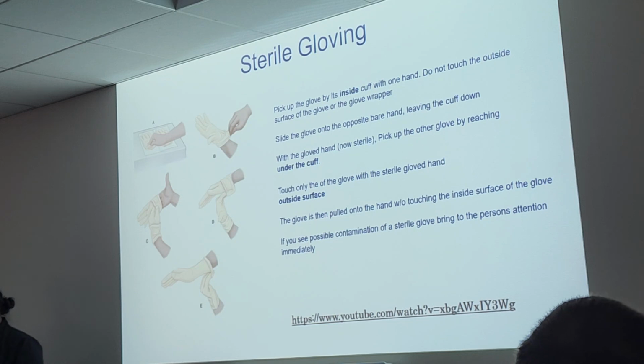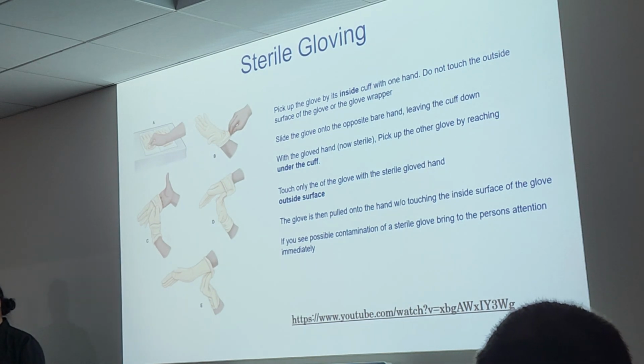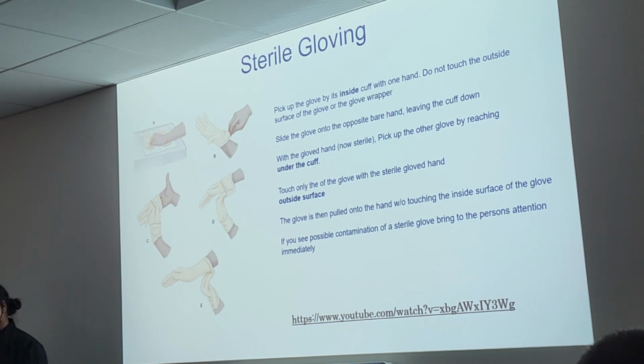And now with your gloved hand, which is considered sterile, you're going to pick up the left glove by reaching under the cuff, because that's sterile. You're not going to reach inside, because that's going to be considered non-sterile. So you're going to grab that glove and, touching only the outside surface, pull it onto your left hand, and then once you have both gloves on, you can roll the sleeves down. And like the video said, don't pull it all the way to your forearm, so that way it doesn't snap back.